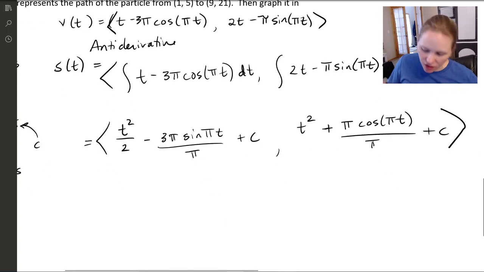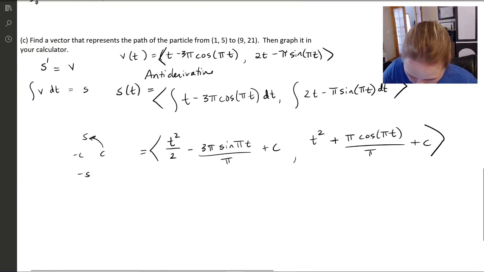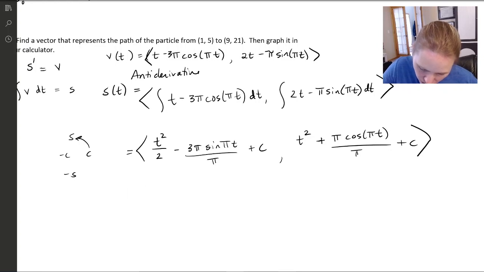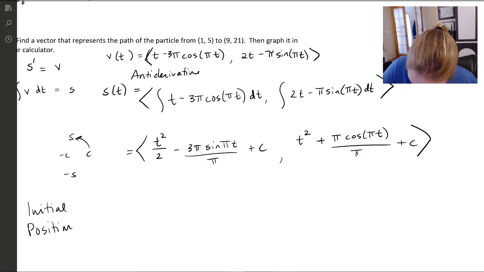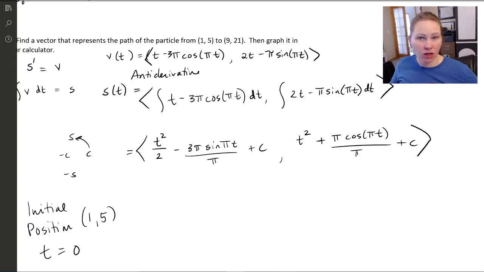Oof. Now I need to solve for those constants of integration. Well, I know that my initial position was (1, 5) when t was 0. Okay, so I'm going to use that. I'm going to set the x coordinate equal to 1 and the y coordinate equal to 5.